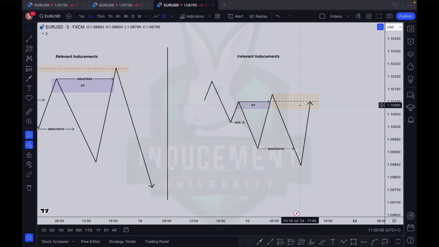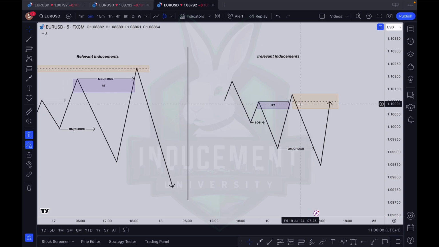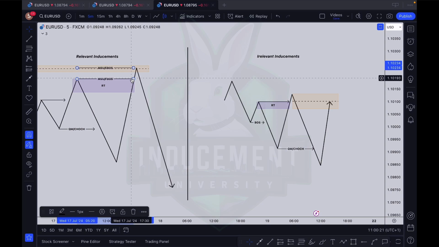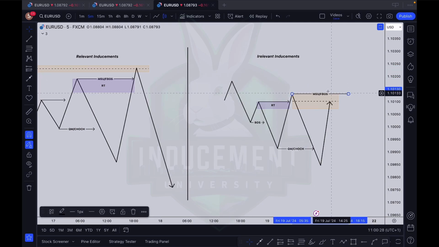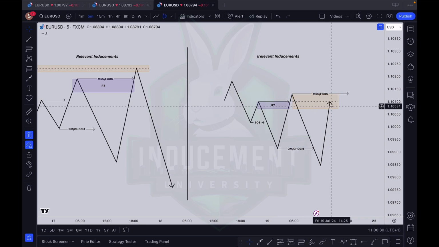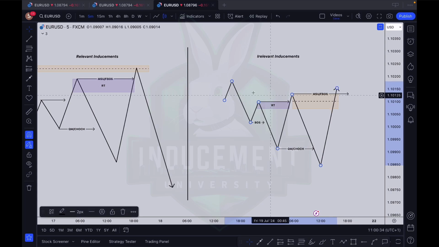Now, why can't we enter here? Well, notice one thing. Before this inducement, we haven't had an MSU. And the likelihood is, if those with a keen eye have spotted this, they will see that at the top of this, if we come and take that high out, that would then be your MSU plus FBOS. Okay, and maybe we tap into something up here.